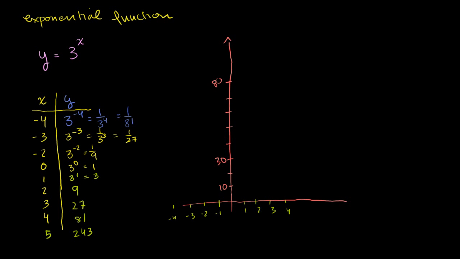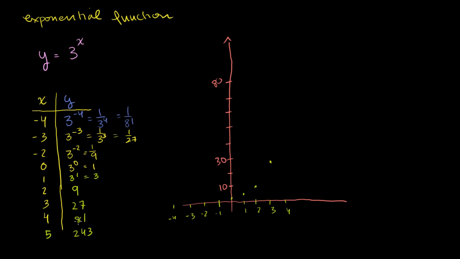So when x is equal to 0, y is equal to 1, which is maybe right around there. When x is equal to 1, y is equal to 3, which is maybe right around there. When x is equal to 2, y is equal to 9, which is right around there. When x is equal to 3, y is equal to 27, which is right around there.